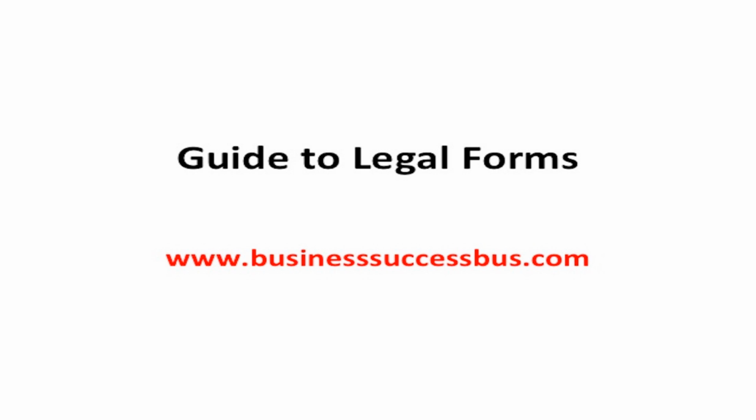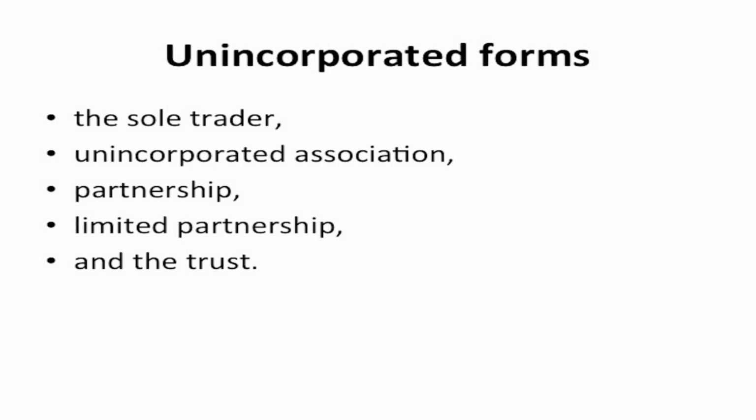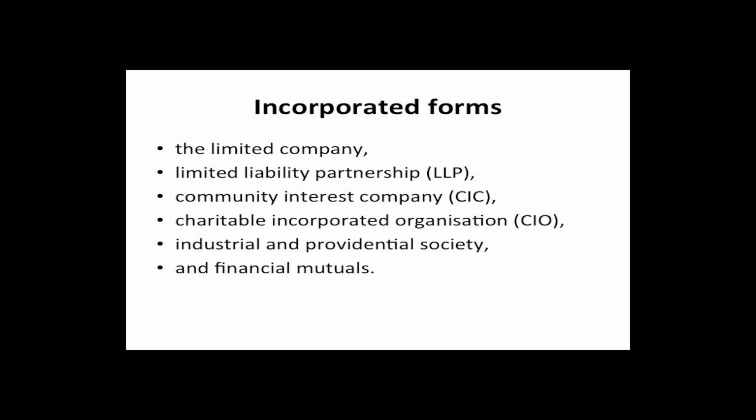Guide to Legal Forms. This short video provides an overview of the legal forms and defines unincorporated and incorporated businesses. Unincorporated forms include the sole trader, unincorporated association, partnership, limited partnership, and the trust. Incorporated forms include the limited company, limited liability partnership, LLP, community interest company, CIC, charitable incorporated organization, CIO, industrial and providential society, and financial mutuals.